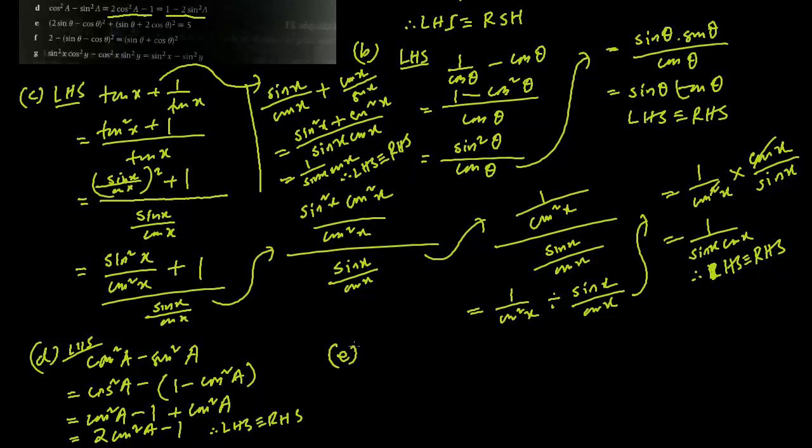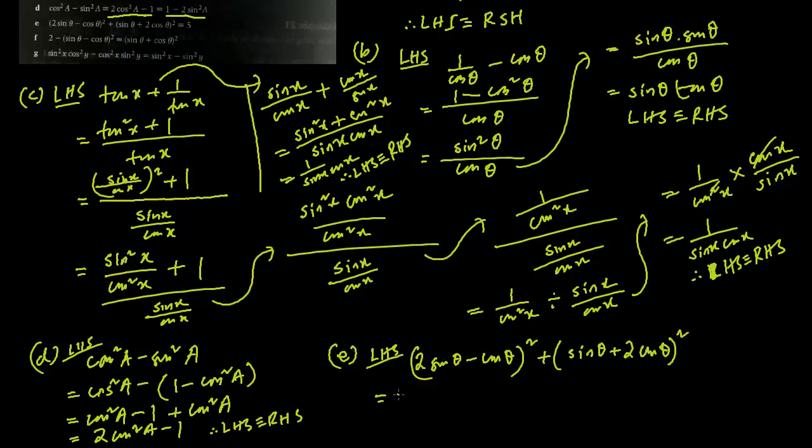Question number E. The left hand side is (2 sine theta minus cos theta) whole squared plus (sine theta plus 2 cos theta) whole squared. So 2 sine theta minus cos theta whole squared plus sine theta plus 2 cos theta whole squared.